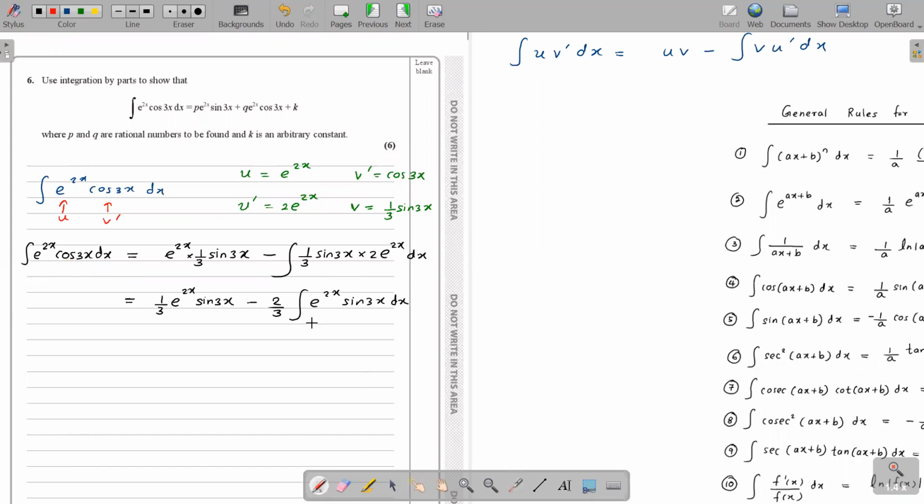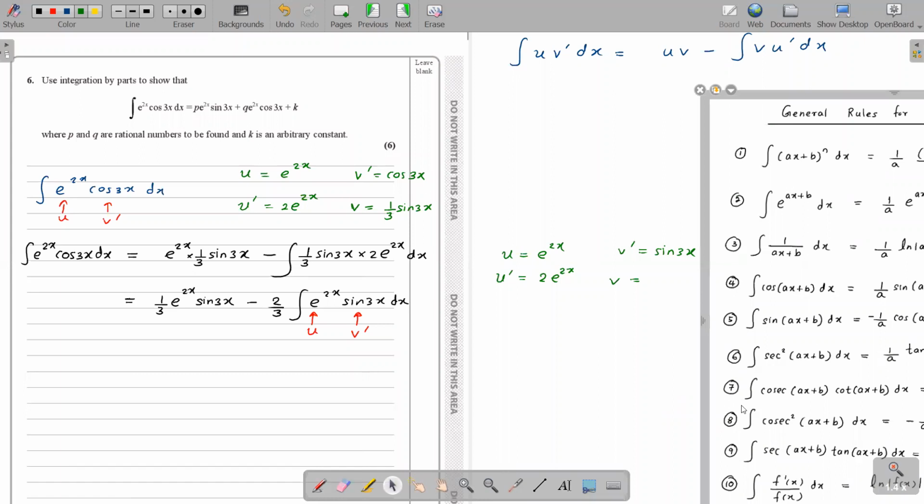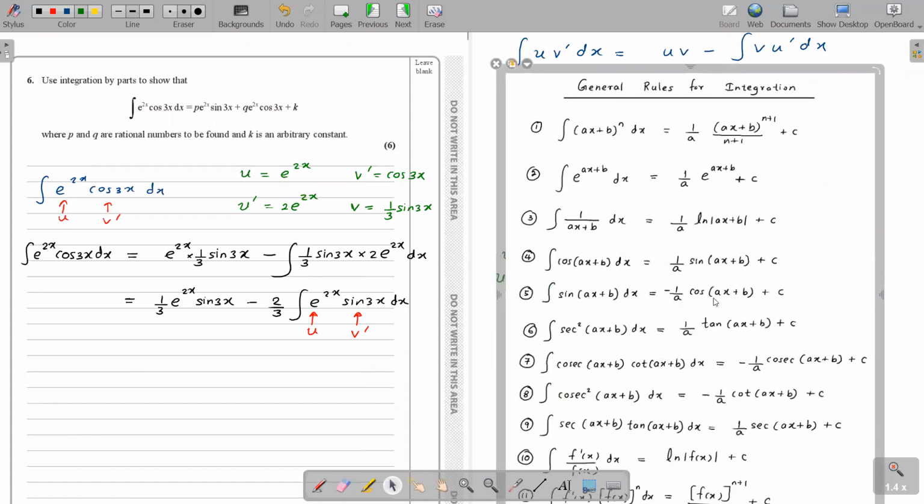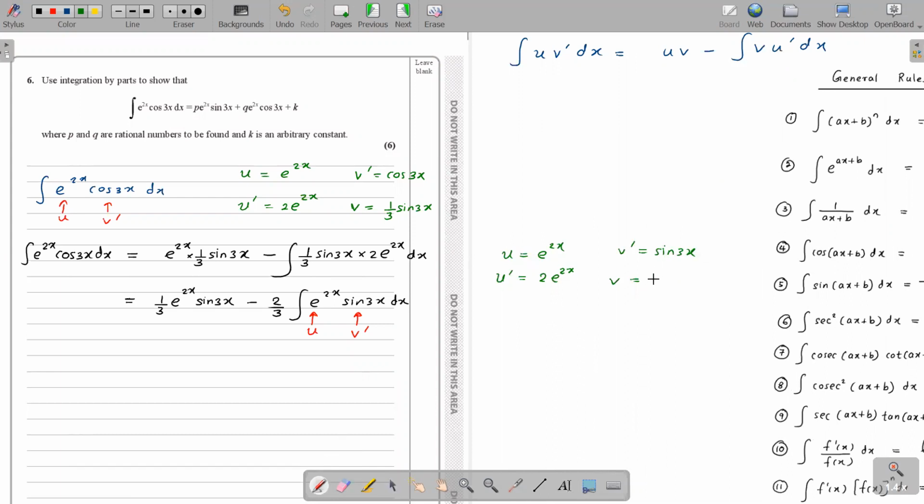Look what I'm doing. Again, I will use e to the power 2x as u and sine 3x as v dash. Try to go the way you chose originally, because initially I also chose u as e to the power 2x. I go in the same manner. So u is e to the power 2x, which means u dash, the differentiation of e to the power 2x, is 2e to the power 2x. v dash is sine 3x. v is the integration of sine, so I think I have written here, right? Integration of sine is minus 1 over a cos ax plus b. Can you see? So basically it's minus 1 over 3 cos 3x. Okay, so we are ready. Now it's time to input the limits here. Shall we?